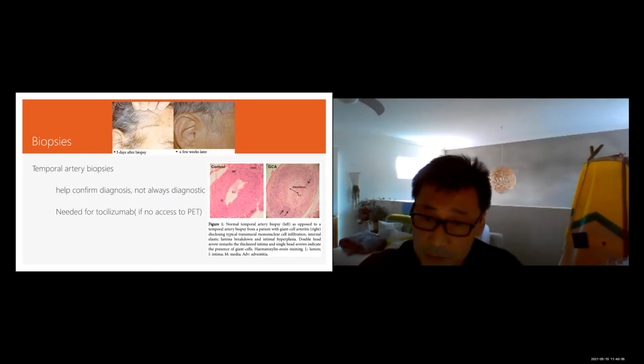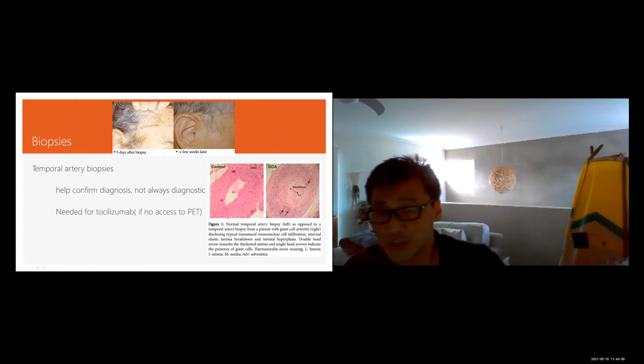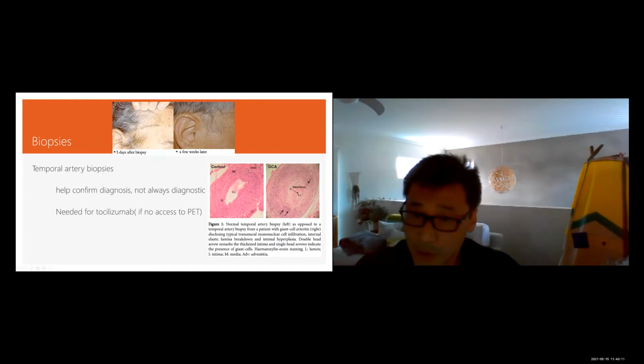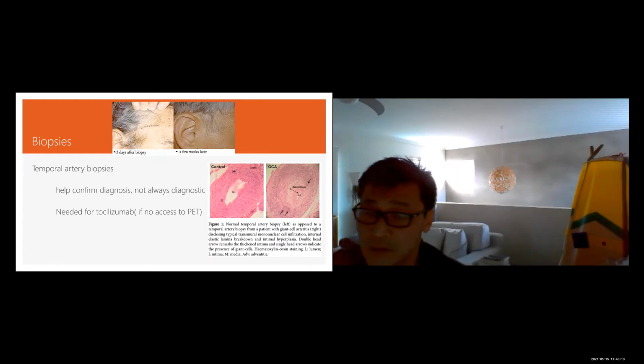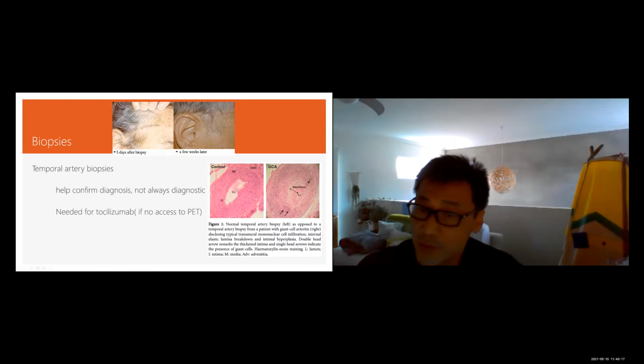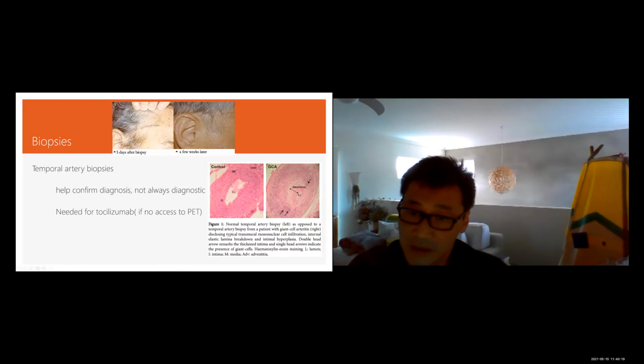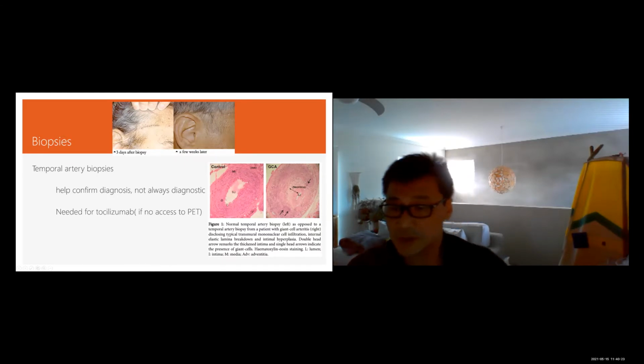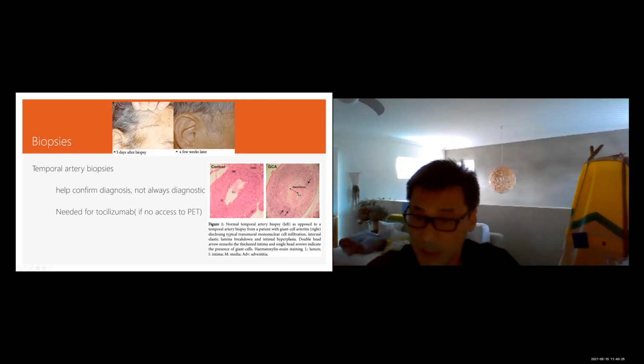non-specific inflammation. The picture on your right here with the figure shows a normal looking temporal artery. The arteries have inside a tube, the lumen. They have three layers: the intima, the more muscular layer, which is the media, and the adventitia. The intima, the media, and adventitia.